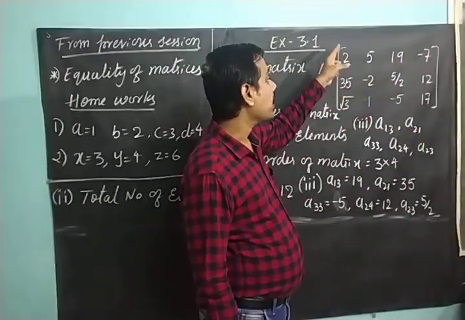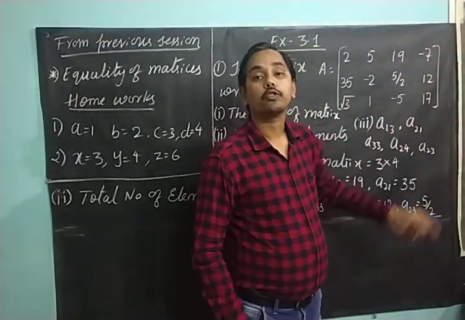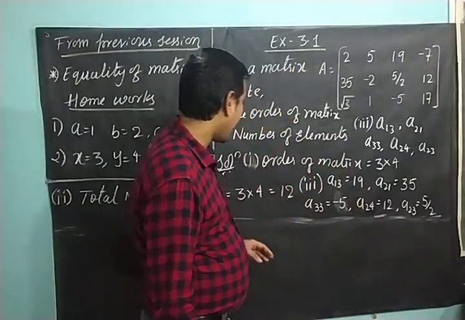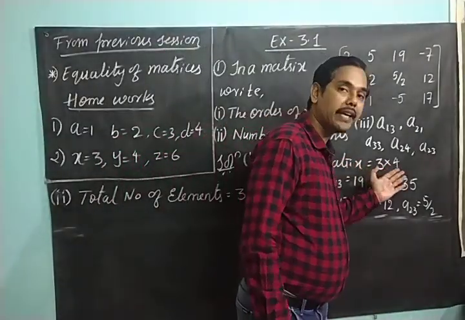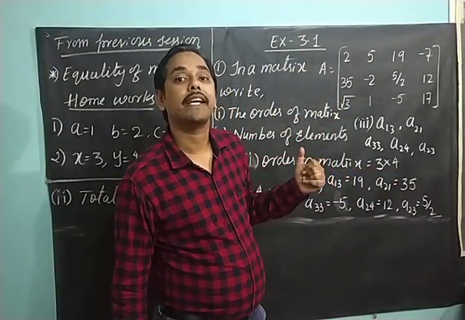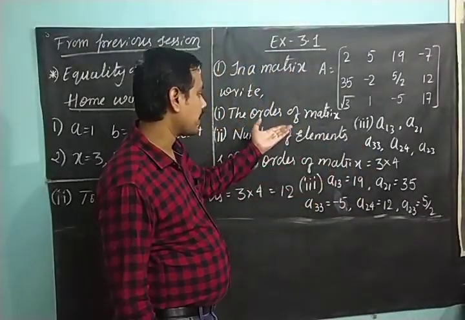I repeat, how many columns? 1, 2, 3 and 4. So there are 3 rows and 4 columns, and the order of the matrix will be 3 cross 4. This is the answer for the first part of the question.